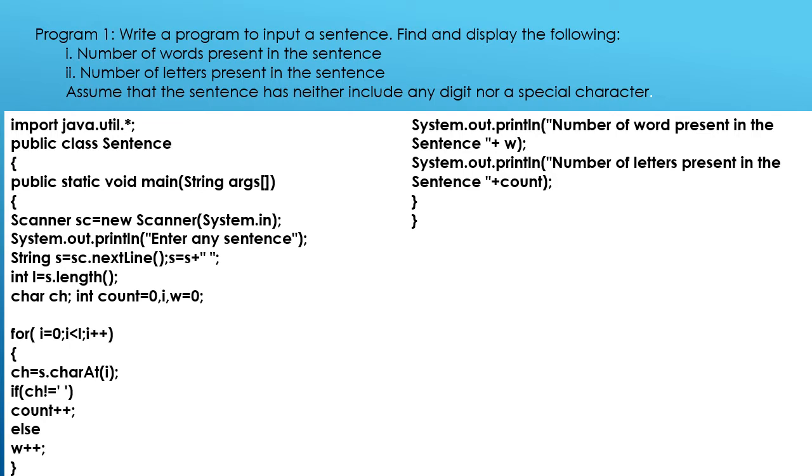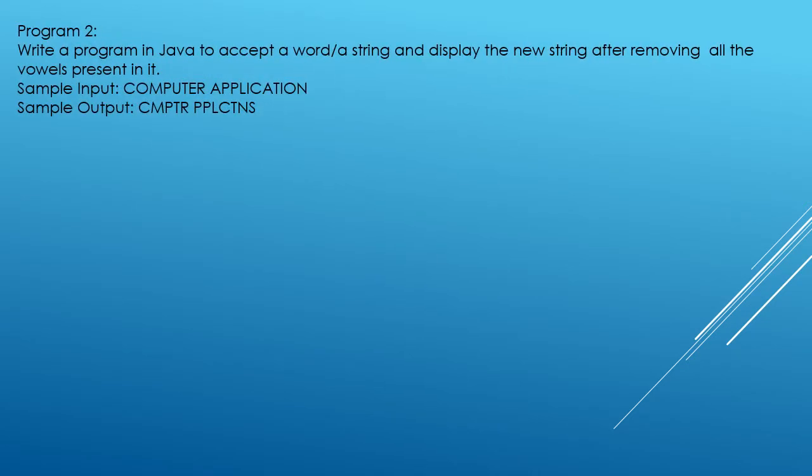After finishing the loop, the value stored in w is the number of words present in the sentence, and the value stored in count is the number of letters present in the sentence. Here we'll go for the second program.